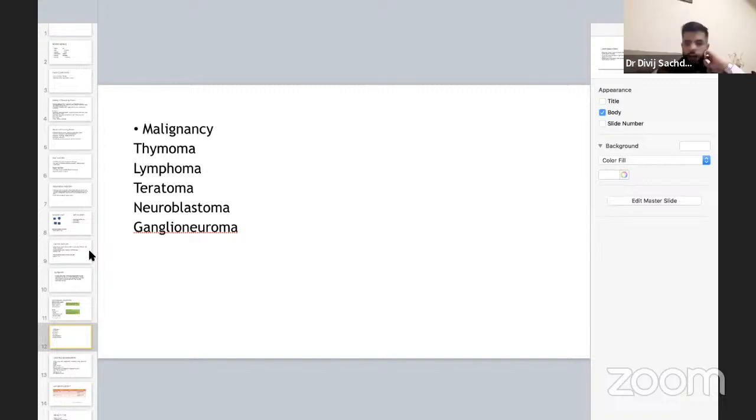Yeah, so correctly said. Neuroblastoma is a tumor. Ma'am, yes, ma'am.